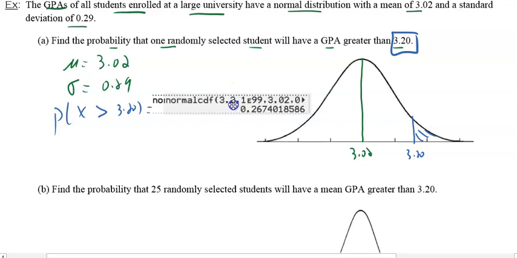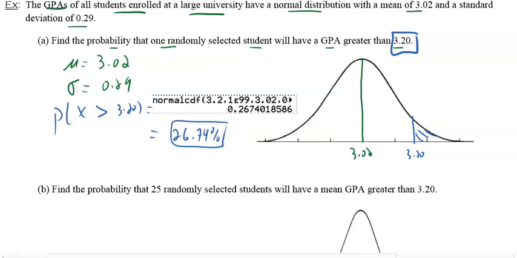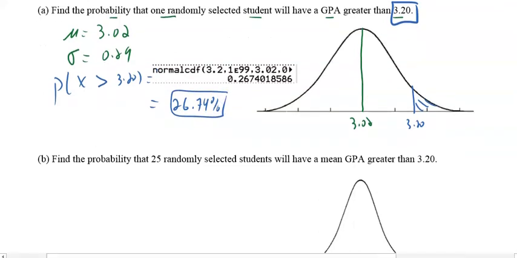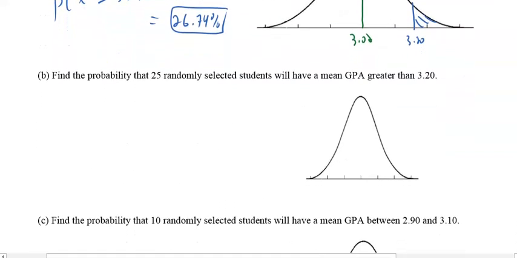And if the population is not normal, if n is bigger than or equal to 30, then guess what? So we have a 26.74% chance of that happening. So if the population is not normal and n is bigger than or equal to 30, I could use the normal distribution. How about here?